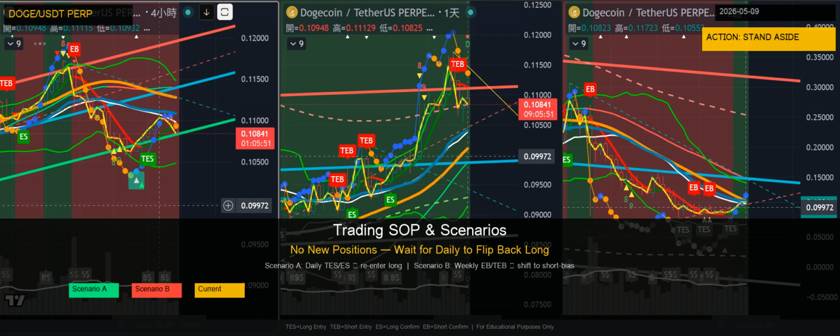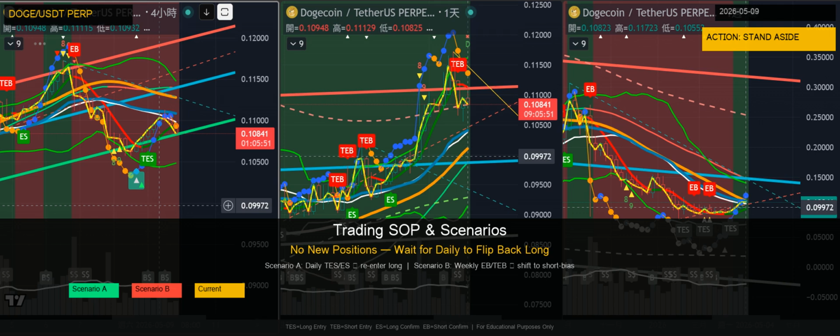The current situation is, weekly says long, daily says short. These two are in conflict. The 4-hour TS is only a short-term bounce within a daily bearish structure. It does not override the daily TEB. Therefore, the correct action is stand aside. Do not open new positions.